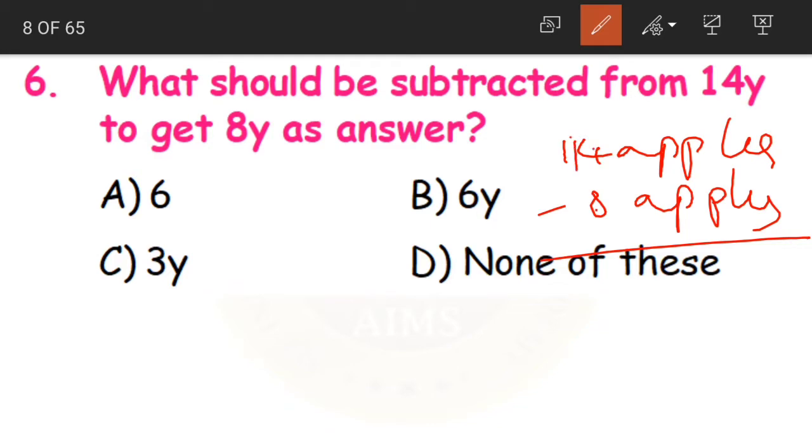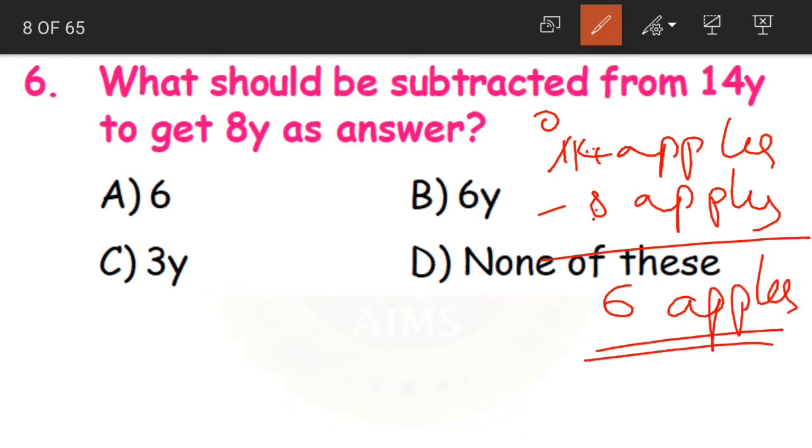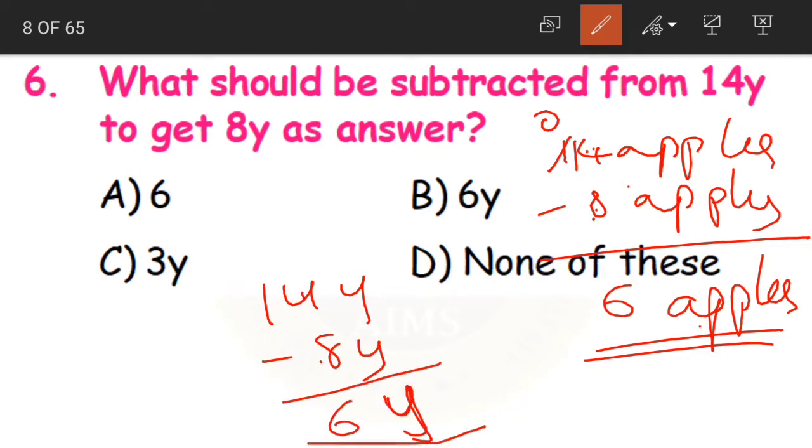4 minus 8 is not possible, so we'll borrow. 14 minus 8 is 6, and as both are apples, the answer will be 6 apples. Yes, in the same way here it is 14y minus 8y. Now 14 minus 8 is 6, and then y should be written as it is.